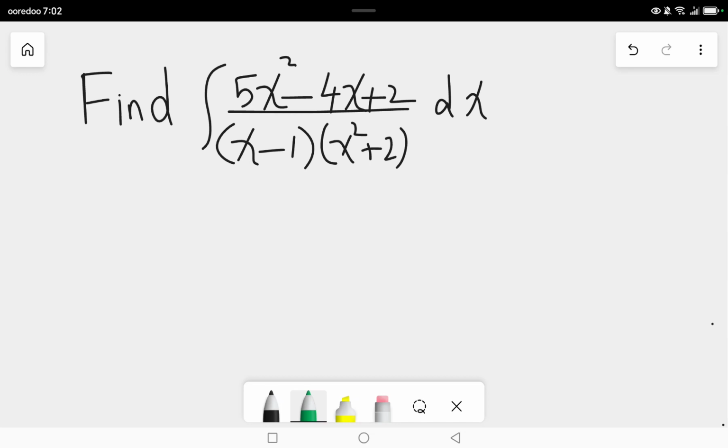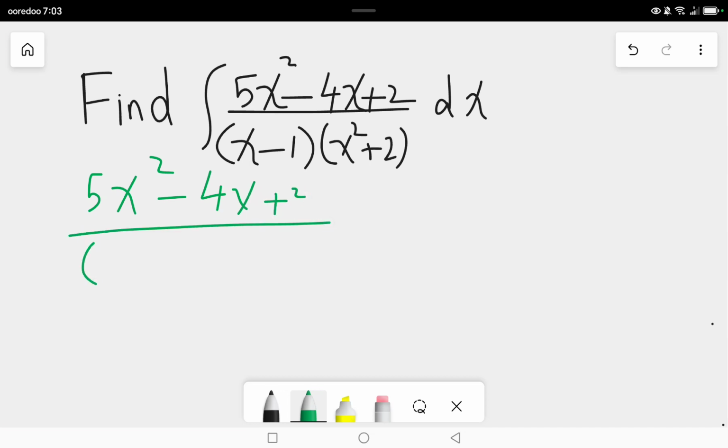Directly we don't have any other method to find. For such type of questions we need to find the partial fraction. So let me write in partial fraction form first. That is equal to 5x square minus 4x plus 2 over bracket x minus 1, x square plus 2.